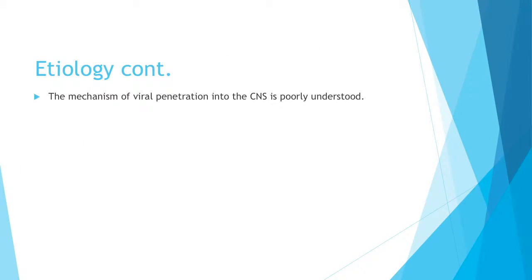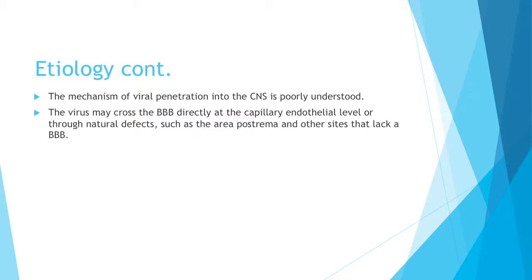The mechanism of viral penetration into the CNS is poorly understood. The virus may cross the blood-brain barrier directly at the capillary endothelial level or through natural defects, such as the area postrema and other sites that lack a blood-brain barrier.